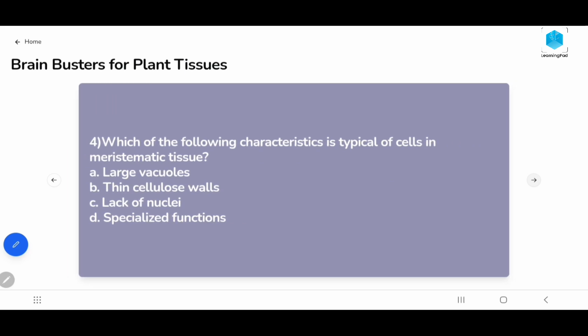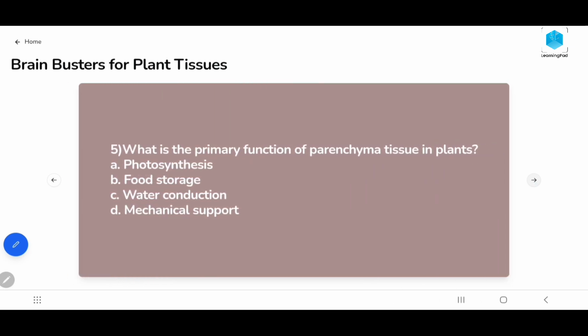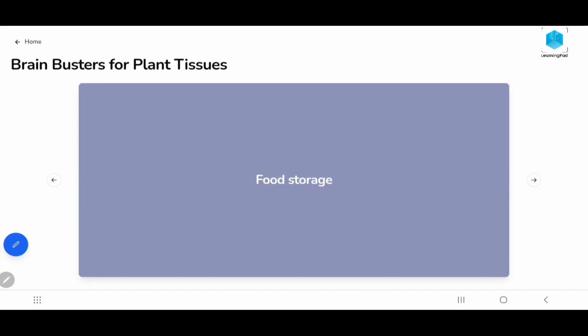Next question. Which of the following characteristics is typical of cells in meristematic tissues? Large vacuoles, thin cellulose wall, lack of nuclei, or specialized function? Thin cellulose wall. Next question: what is the primary function of parenchyma tissue in plants? Photosynthesis, food storage, water conduction, or mechanical support? It is food storage. There are some more questions, children, which I will be sending you through homework.